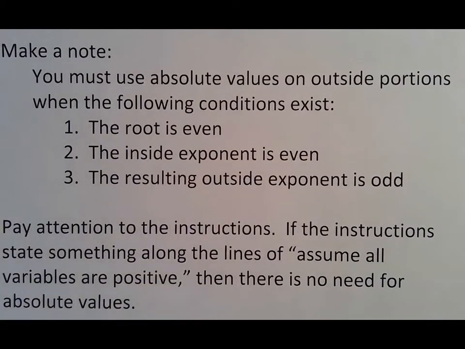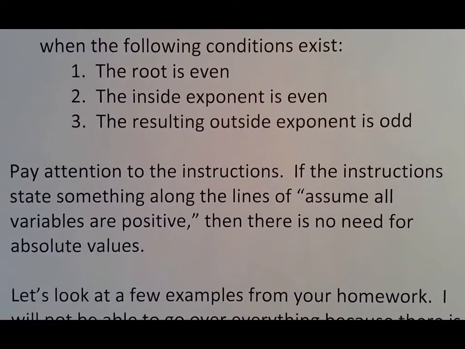First off, the root must be even. Second off, the inside exponent must be even. And then when you bring it out to the outside part, the outside exponent must be odd. So when you have an even root with an even exponent on the inside that results in an odd exponent on the outside, you have to put an absolute value around it.